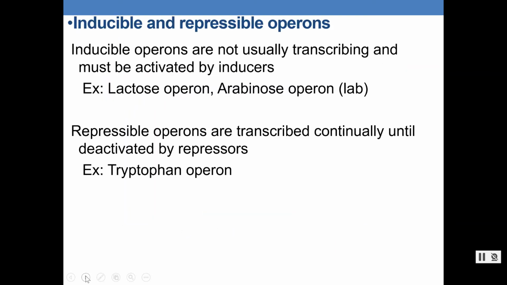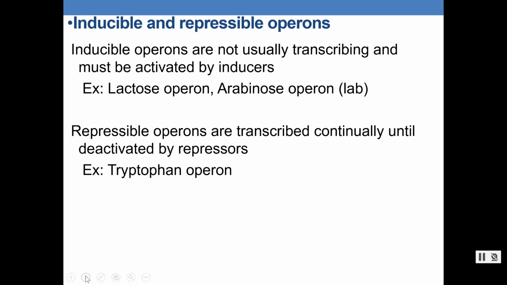There are two types of operons. We can classify operons as an inducible operon or a repressible operon. Inducible operons are usually off. They're not usually able to be transcribed. But if the conditions are favorable, the cell can turn it on and allow transcription to occur. So an inducible operon is usually off, not transcribing, but you can induce it to come on.